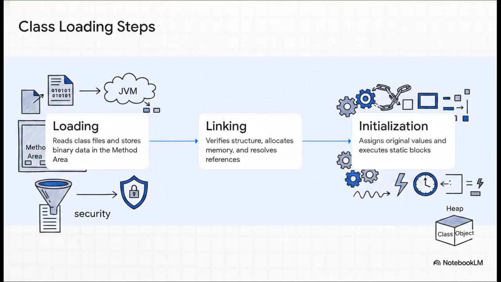So the class loader securely brings bytecode into the JVM, and it does this through 3 very distinct sequential steps. First up is loading. This is where the JVM reads the class files and stores their raw binary data, things like the class name and its methods, straight into the method area. Next is linking, which we'll break down more in just a second. And finally, initialization. This is where static variables are assigned their actual original values, and any static blocks of code are executed. And a quick fun fact, for every single loaded class file, the JVM creates exactly 1 class object in the heap to represent it.